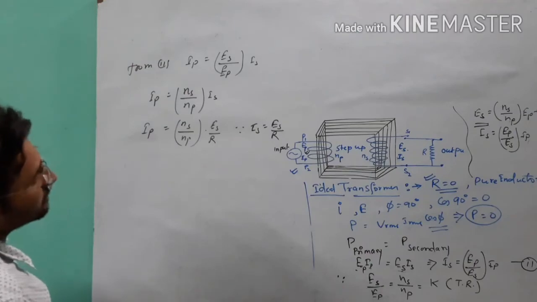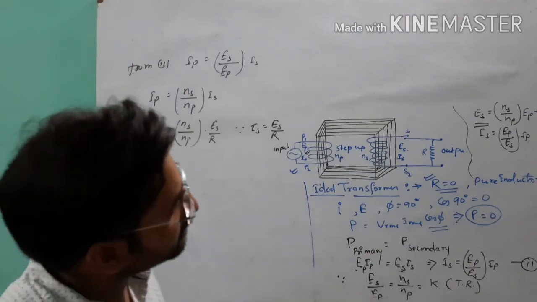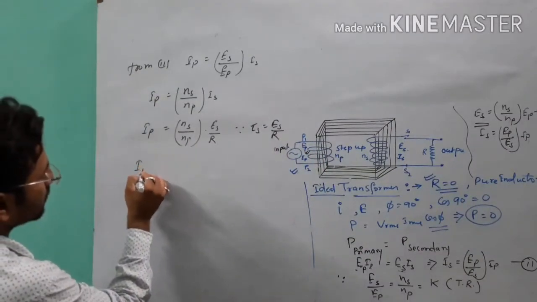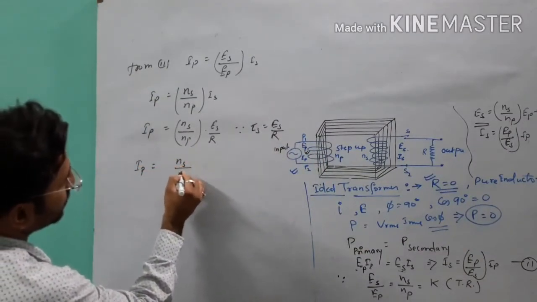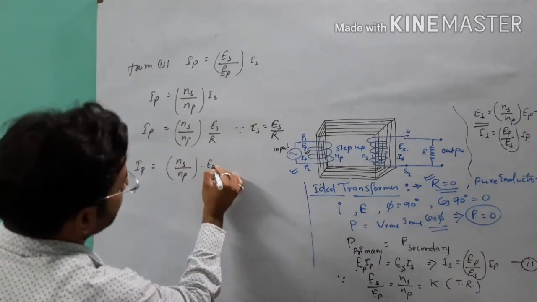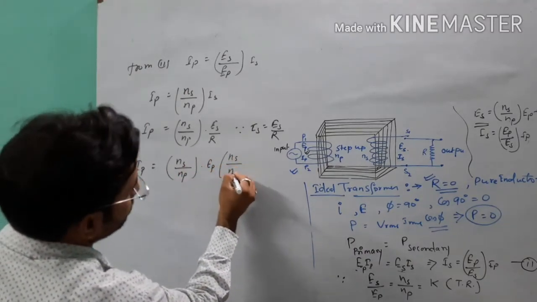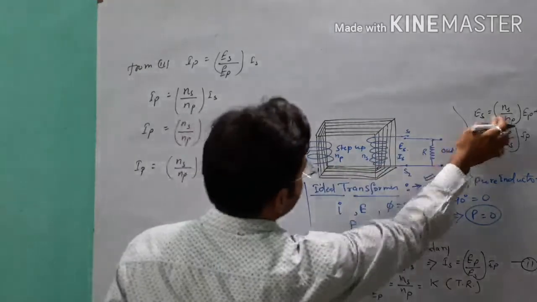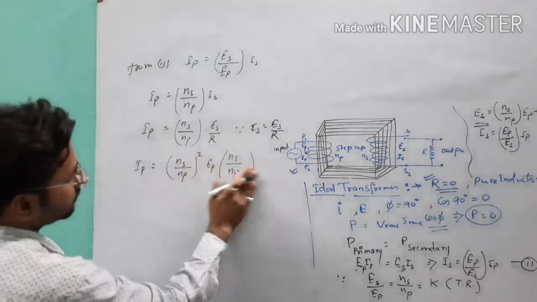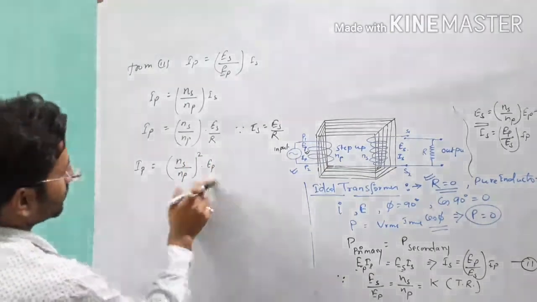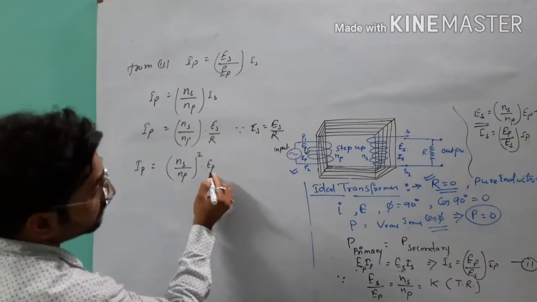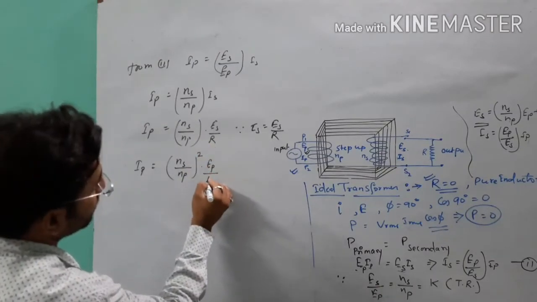And after this, if we substitute the value of ES from this equation, ES is equal to EP into NS over NP. So IP is equal to NS over NP, NS over NP, it is the square of this. Now the formula is this. Here R is also present because R is in the denominator.